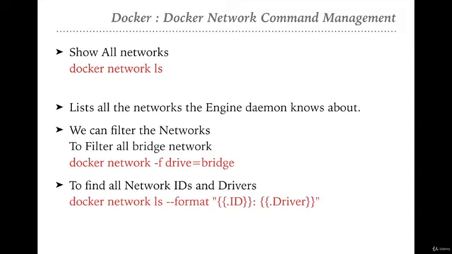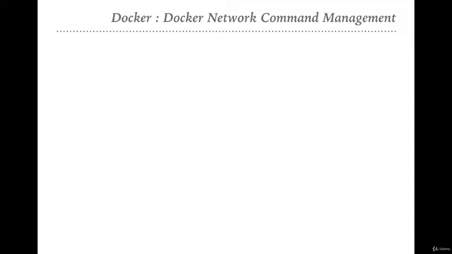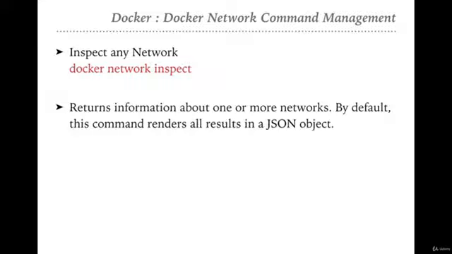So we have seen the functional use of all these commands. Now we will discuss the next command, docker network inspect. Docker network inspect will return the information about one or more networks. By default, this command will render all the results in a JSON object, right? So let's start and inspect an element.